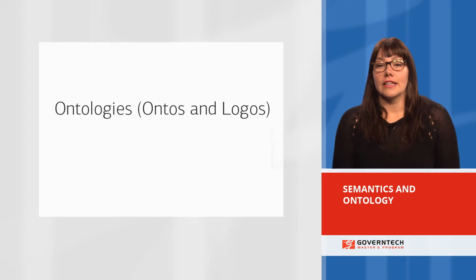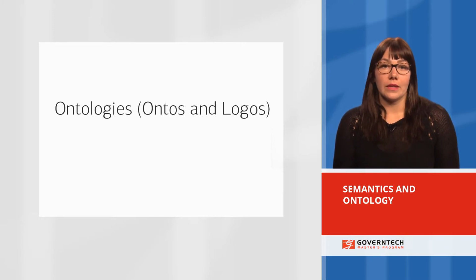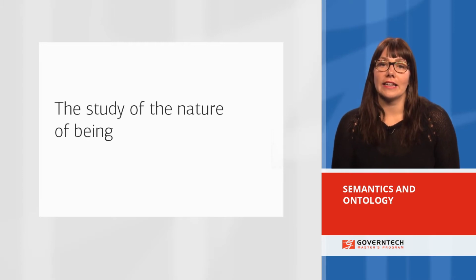But next, we can also talk about ontologies. The notion derives from two components. Firstly, ontos, which means that which exists, and logos, the knowledge of something. Similarly to semantics, it traces back to Aristotle. It is the study of the nature of being, becoming, existence, reality, categories of being, and their relations.